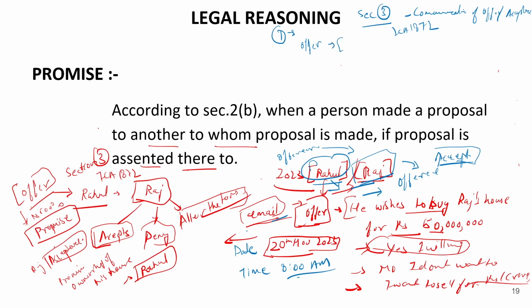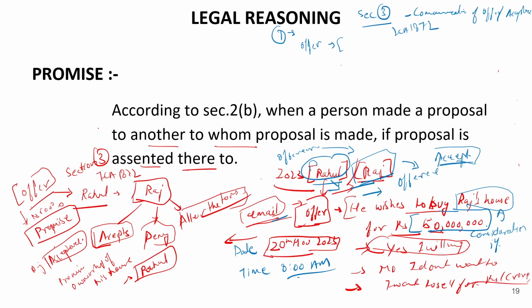How are we going to check that? We are going to check whether Rahul had the intention. Yes, Rahul had the intention. How can we clarify that? We can clarify that because he has emailed his intention to Raj. Now, what is his demand, what is his willingness? That I am willing to give you rupees 50 lakhs, I will pay you rupees 50 lakhs as consideration, if you give me your house.